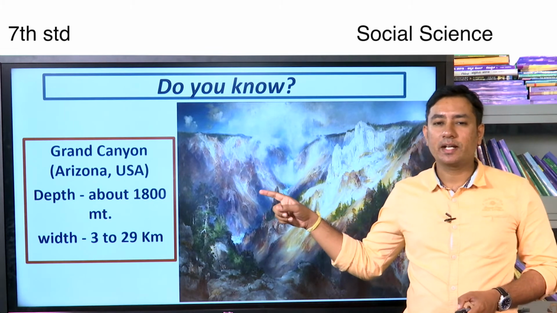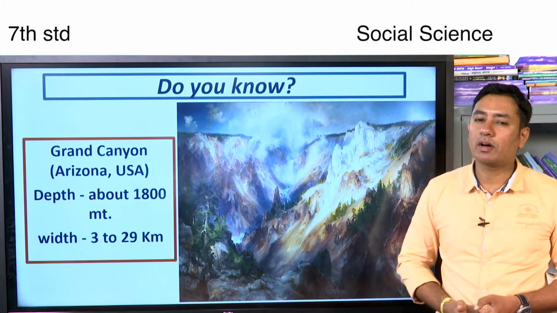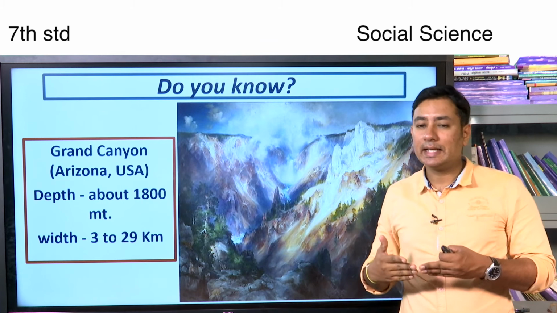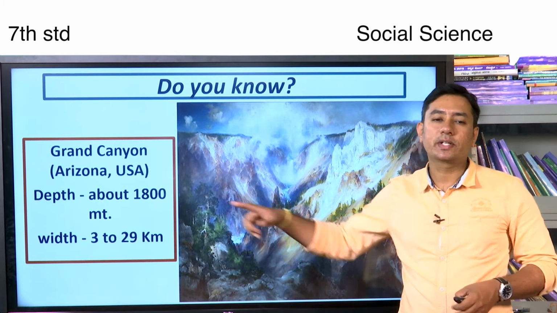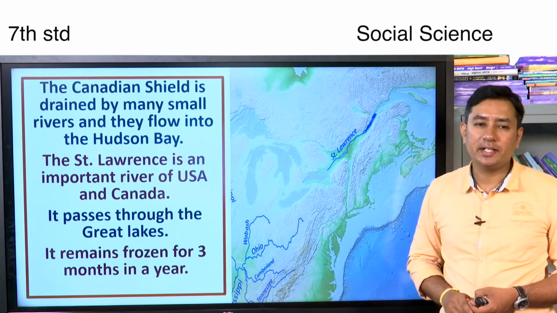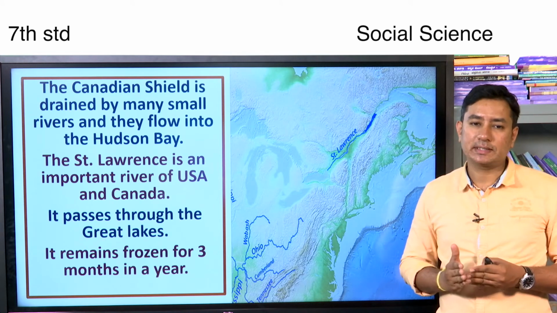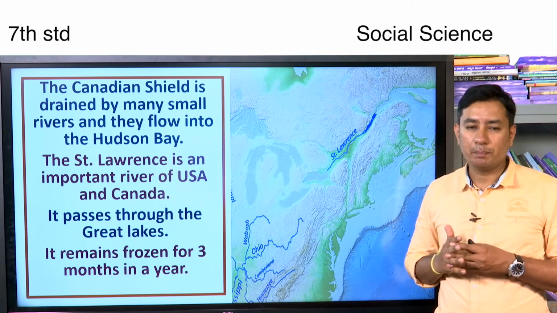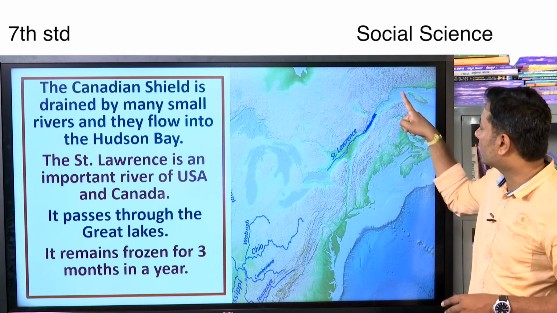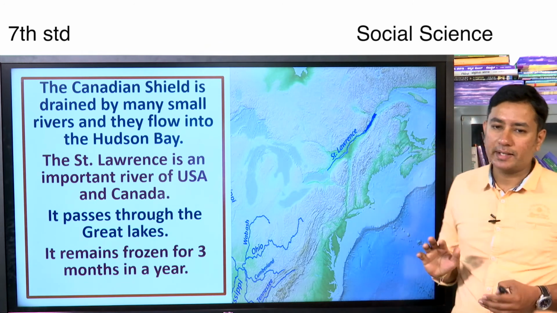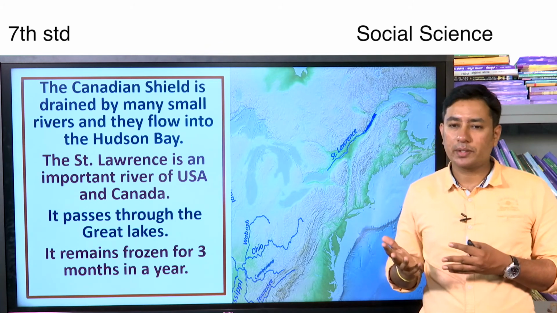So this Grand Canyon is very important for the North American continent. See, the length and breadth of this valley, you can see it here. This Canadian Shield is drained by many small rivers and they flow into Hudson Bay. Where is Hudson Bay? See, here you can see this is Hudson Bay. All these rivers are going to flow here.